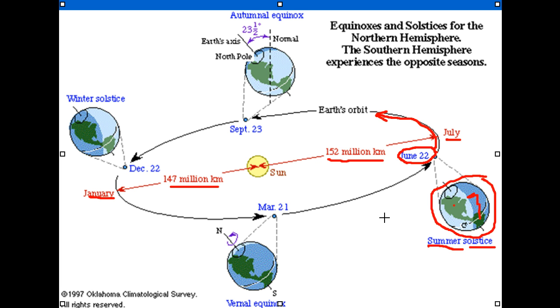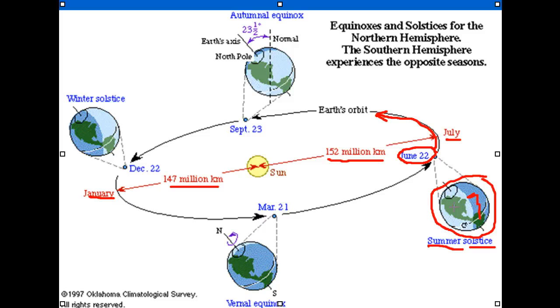In your notes, write that the northern hemisphere is tilted towards the sun in the summer. And you can see that right here. It's tilted toward the sun, it's lit up. Tilted toward the sun in the summer. Therefore, it gets the most direct rays it will ever get. So make sure you get that in your notes.